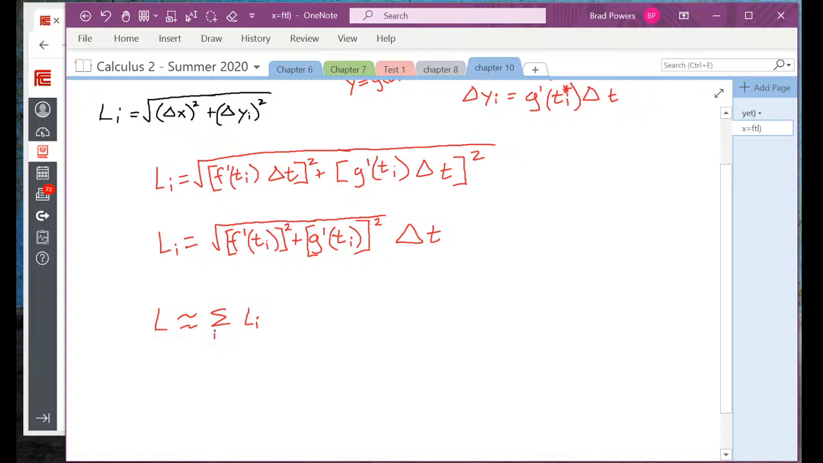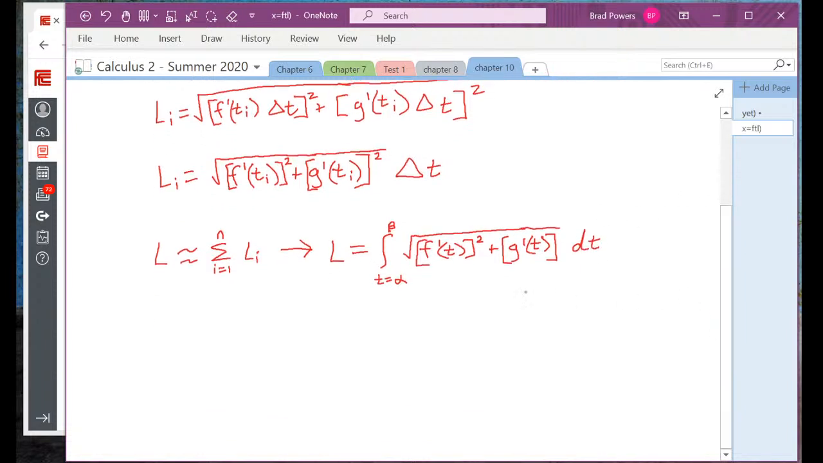And if I take the sum from i equals 1 to n, however many I have, and let the limit as n approaches infinity, then what I get is the actual arc length: the integral from t equals alpha to beta of the square root of f prime of t squared plus g prime of t squared dt. And that is where that formula comes from.